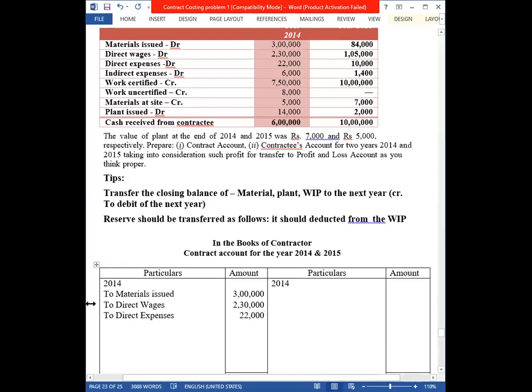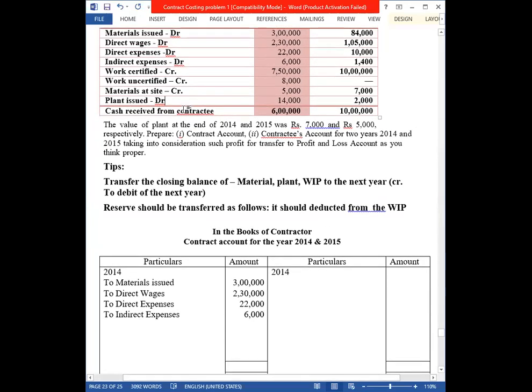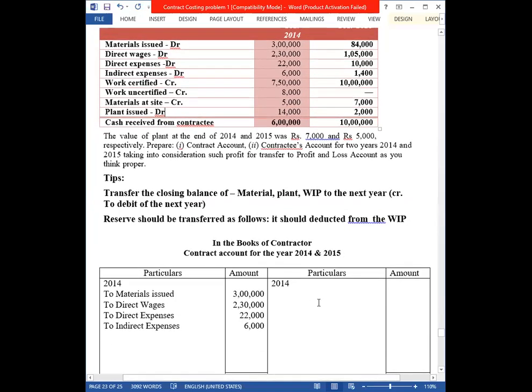22,000. Guys, anybody wants to work out this problem on the board or is it fine? Next is indirect expenses. How much? 6,000 is the indirect expenses. Okay, so all these expenses are over. One more expense is there, that is plant issued. Either you can go directly or you can go to the credit side and come back to the debit side. Any problem? No. Okay, so let me finish.